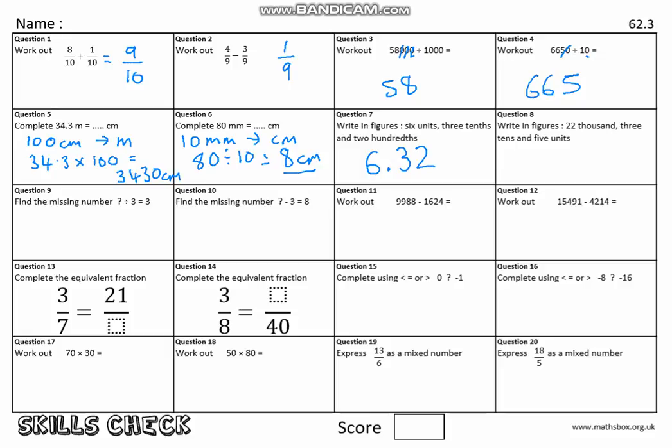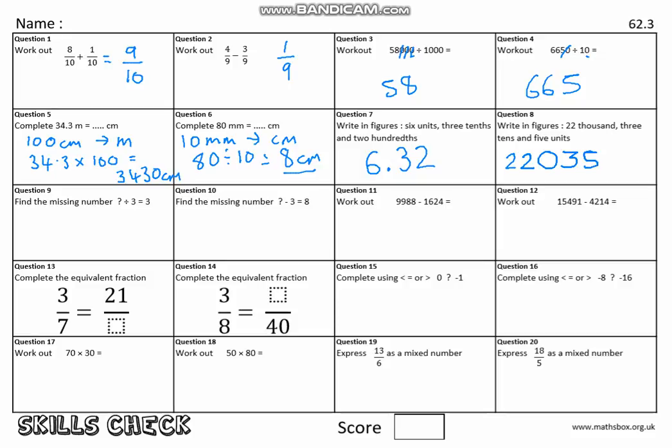Okay, so the next one should be even easier. So it says write in figures 22,000, 3/10s, and 5 units, okay? So we'll start with our 22 because we know that's the first thing we've done. So we've got 22,000. Now after thousands come hundreds, but we don't have any hundreds, so we're going to have to write a 0 there. And then it says 3/10s. Well, 10s come after 100, so we can write 3. And then it says 5 units, and that comes next, okay? So we should have 22,035.